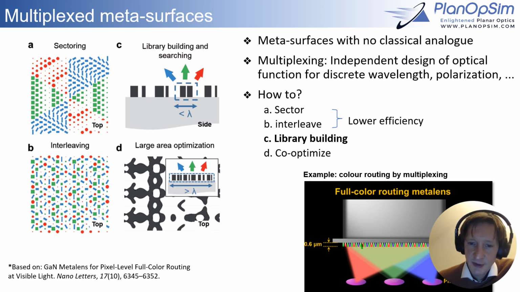To show this library building approach for the multiplexing, we will start by designing a color router which focuses the light from an incident beam on different locations, different subpixels of a camera, if you will, using a metasurface. So we want to design a color filter that focuses red light here and blue light there. This is an inspiration taken from this paper here. So can we recreate that using a metasurface?